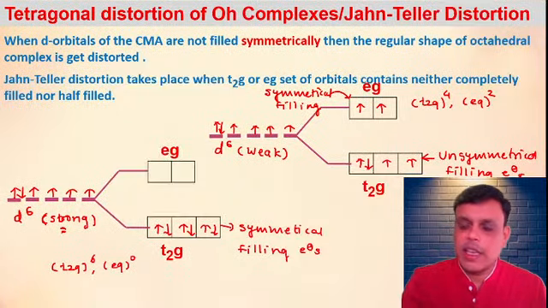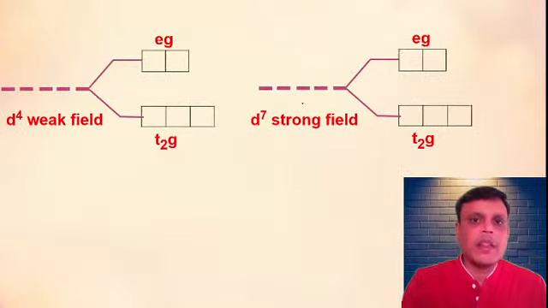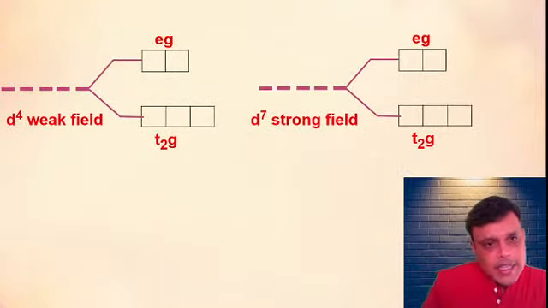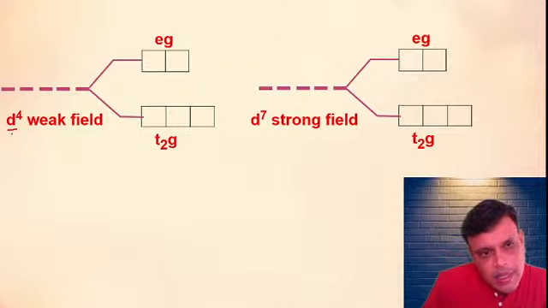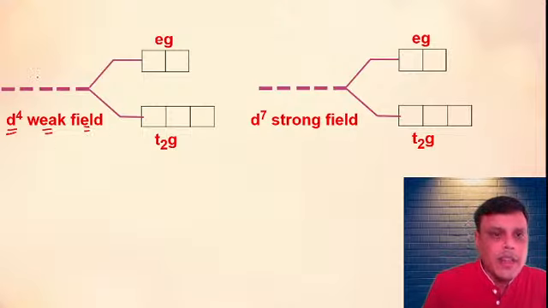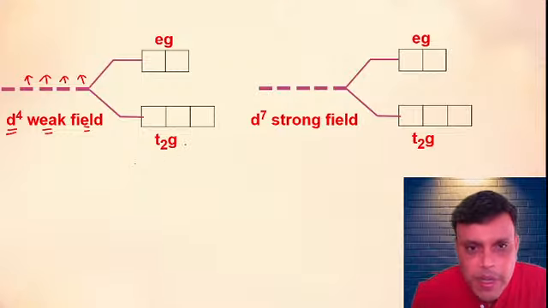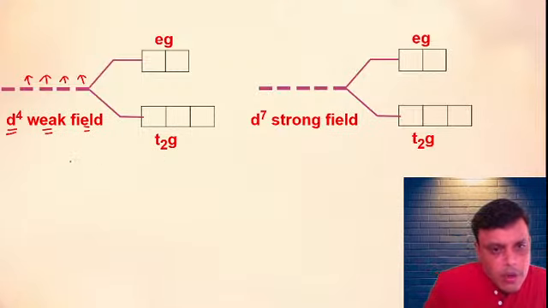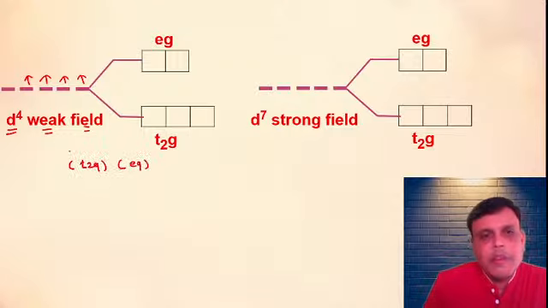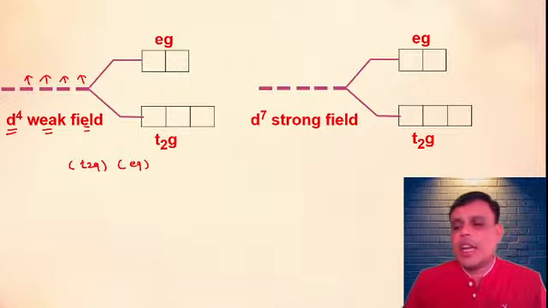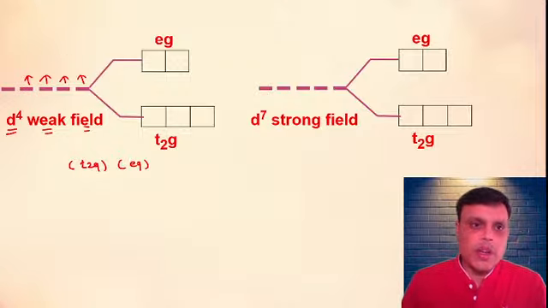Okay, सब लोग बोल रहे हैं कि yes sir, we have understood. Then we will go to the next example. Let us take the d4 system, and your complex is weak field. So you have to fill the 4 electrons in the weak field complex in t2g and eg orbitals. So draw this diagram and fill the 4 electrons according to the rules. Apply those rules and tell me the electronic configuration.